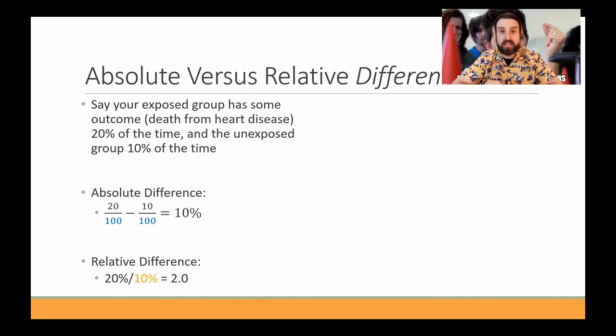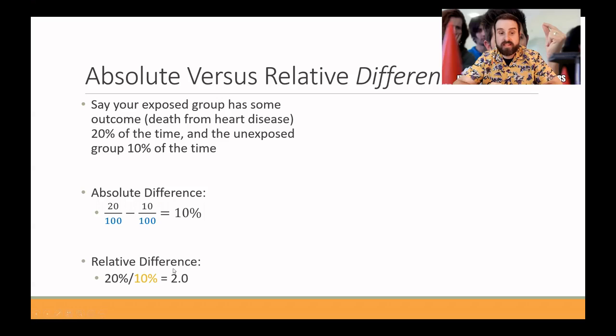Now, what about absolute versus relative differences? Let's say we have an exposed group that has some outcome, like death from heart disease, 20% of the time, and the unexposed group experiences that outcome 10% of the time. We could express this difference in a couple of ways. One is to calculate an absolute difference measure, like 20 out of 100 people who were exposed had died from heart disease, and only 10 out of 100 who were unexposed died from heart disease. We subtract those two from one another, and we get an absolute difference of 10%. 20% minus 10% is 10%.